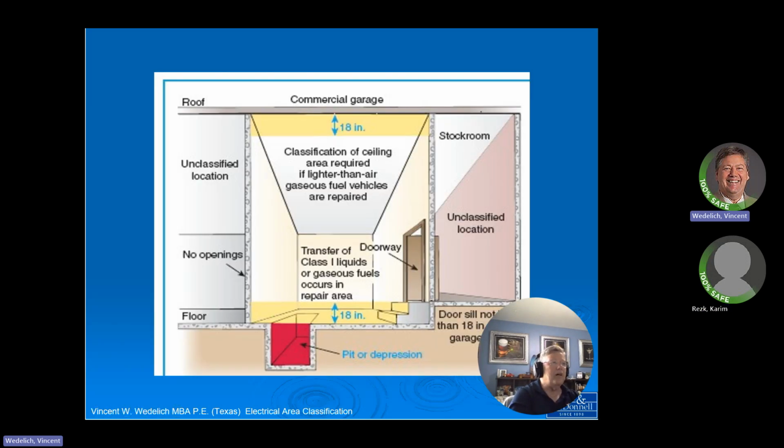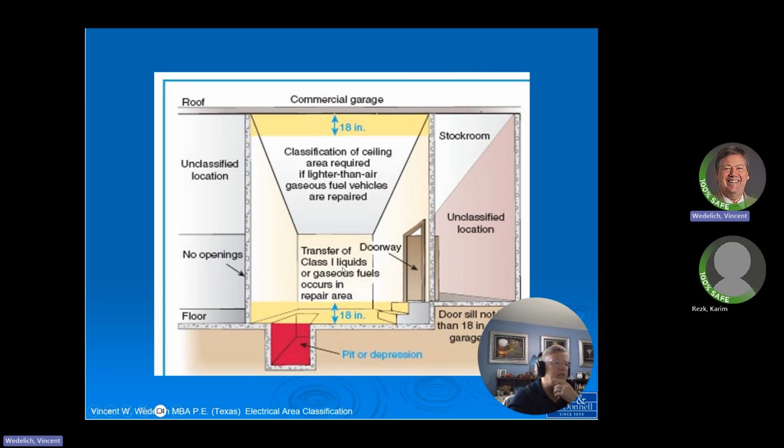So here we have a garage, a commercial garage where somebody's changing oil, working on cars, whatever, right? And so they have in this thing at 18 inches, they have no openings. They have an unclassified area here. They got a stock room here. They have an unclassified room here. The door seal, I think this says the door seal is what? Can you read it? It's not more than 18 inches. It's not like right there, right? It has to be way down there.